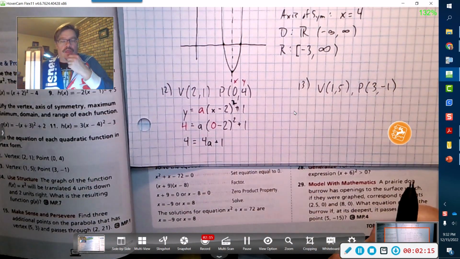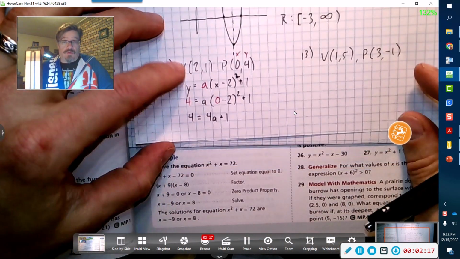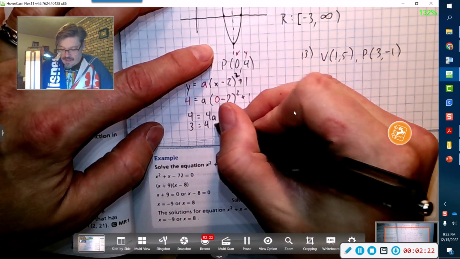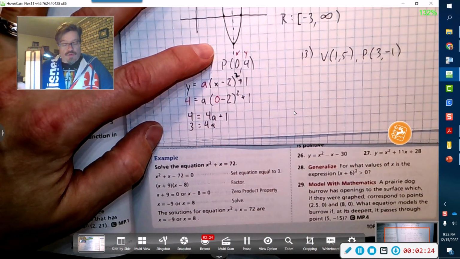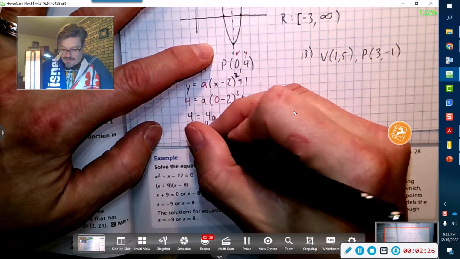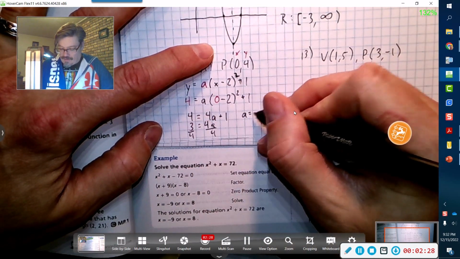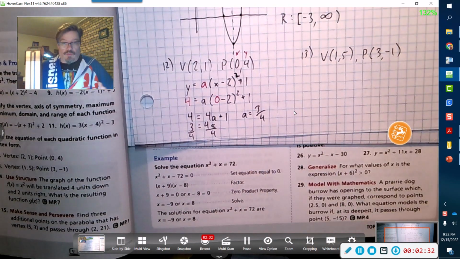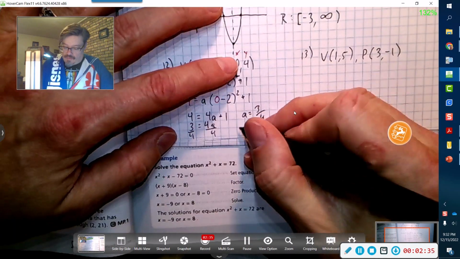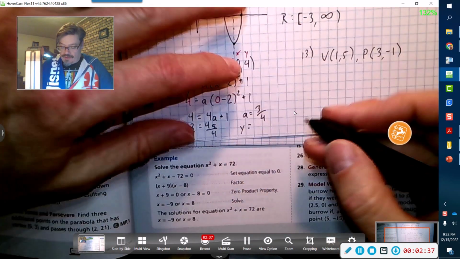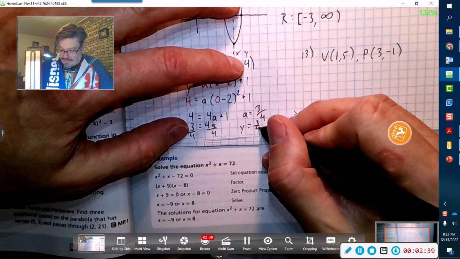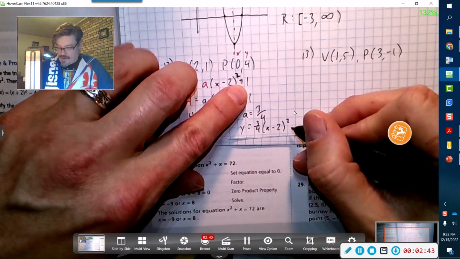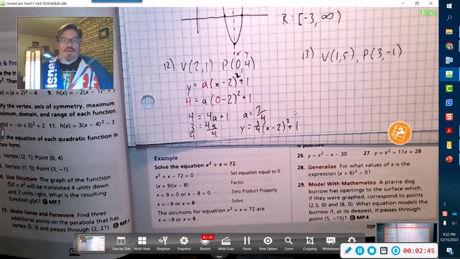Now we solve this like you would normally do. You subtract 1, that's going to give us 3, and then you divide by 4. So our A is 3/4. I don't care that it's a fraction. It's totally fine to write it as a fraction. So going back to the original equation, y equals 3/4 times x minus 2 quantity squared plus 1. That is my full equation.